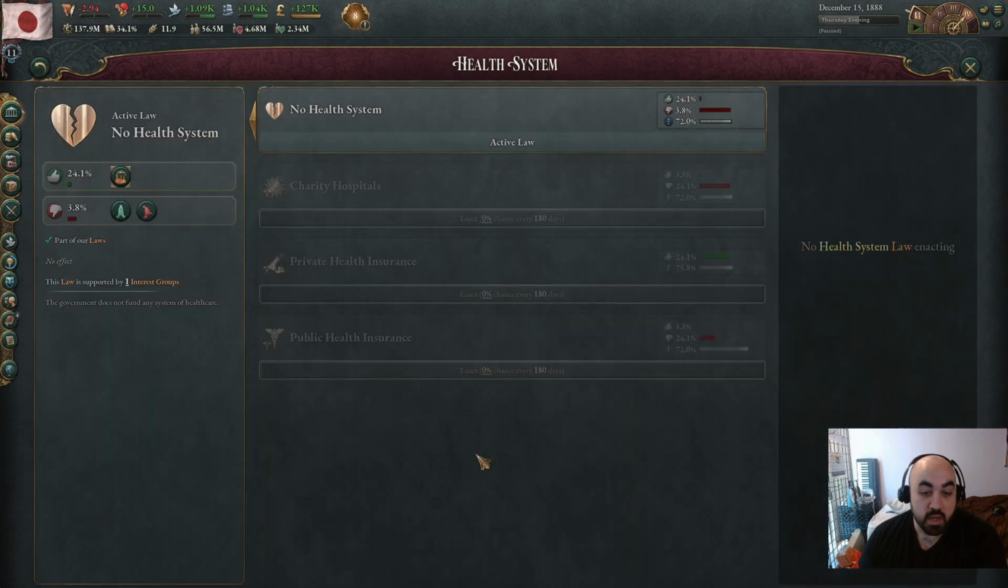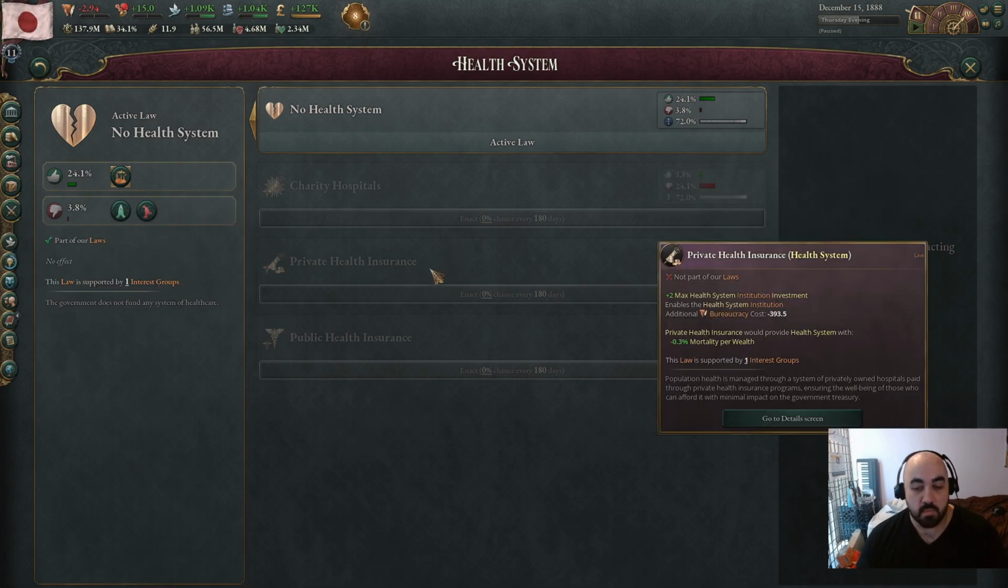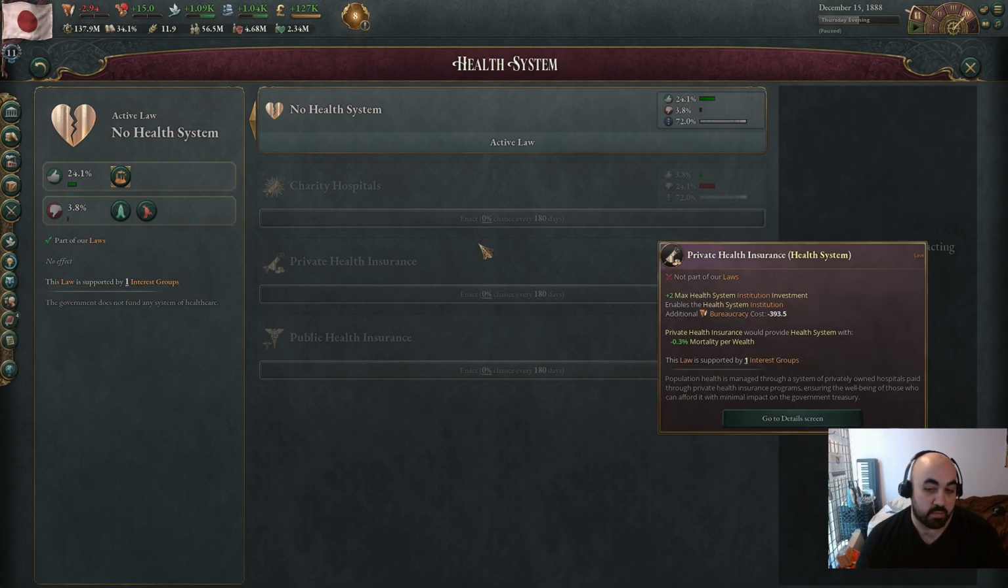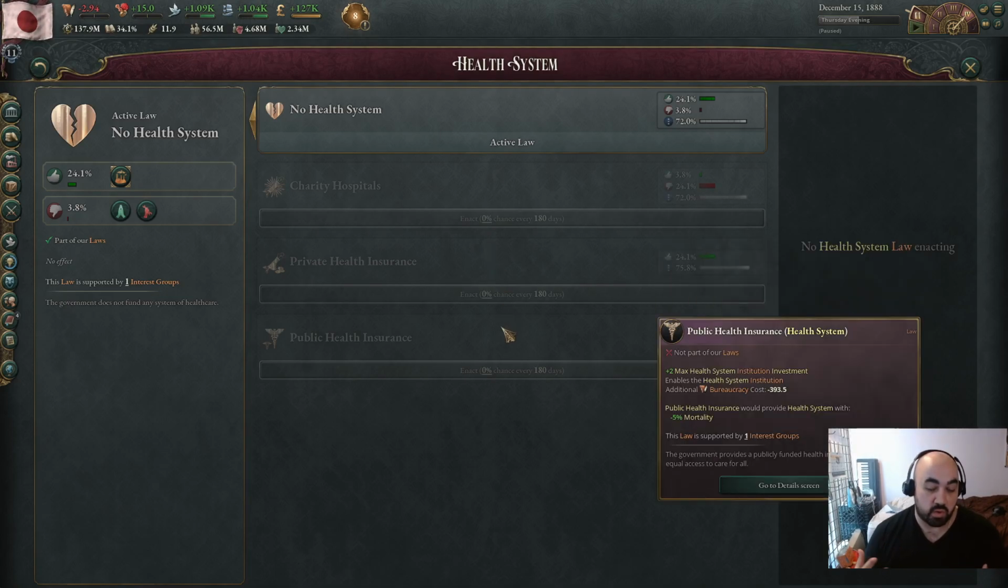Health system is going to help you save the pops that you already have, because it's going to decrease mortality. In particular, private health insurance is going to be best when you have a really high standard of living, and public health insurance is going to be best when you don't.